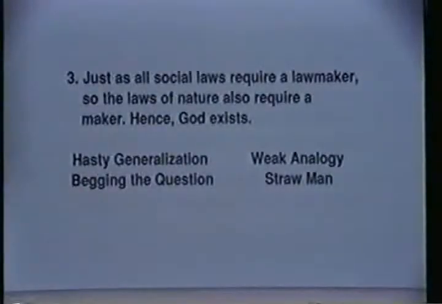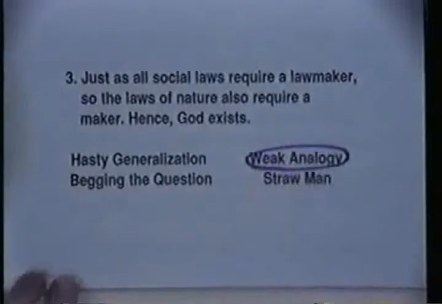Okay, number 3. Just as all social laws require a lawmaker, so the laws of nature also require a maker. Hence, God exists. Well, this is a very fast argument for the existence of God. You may consider that it probably does involve some kind of fallacy. What is the fallacy? The fallacy of weak analogy is committed here. The reason for this is you're drawing a similarity or analogy between two cases which are not particularly similar. The two cases here are social laws or conventions on one hand and natural laws, physical regularities on the other. The weak analogy here has to do with whether or not these are created things.